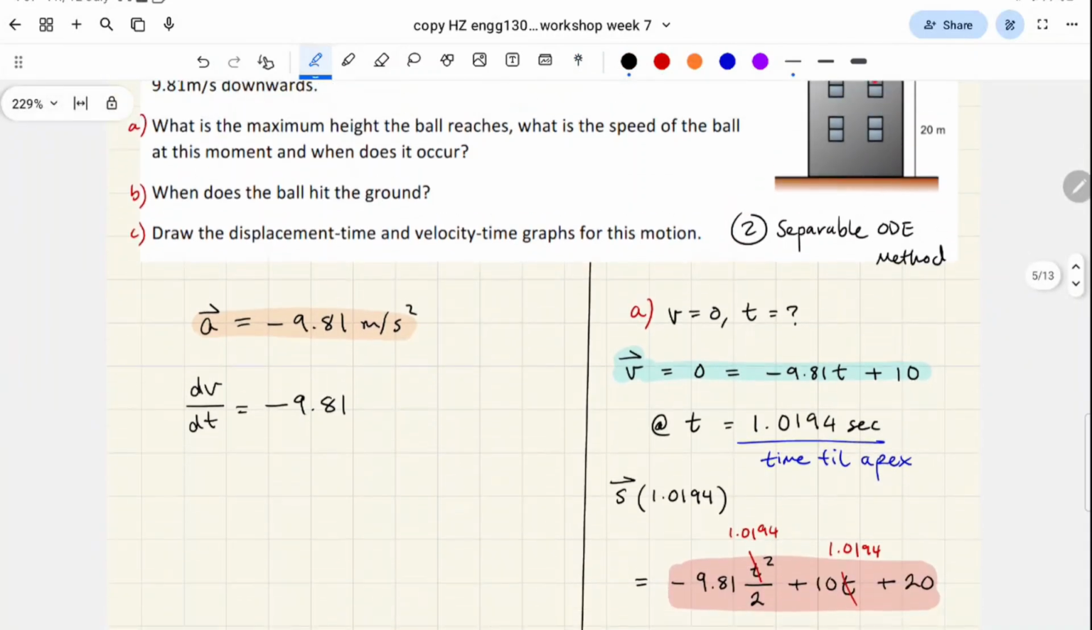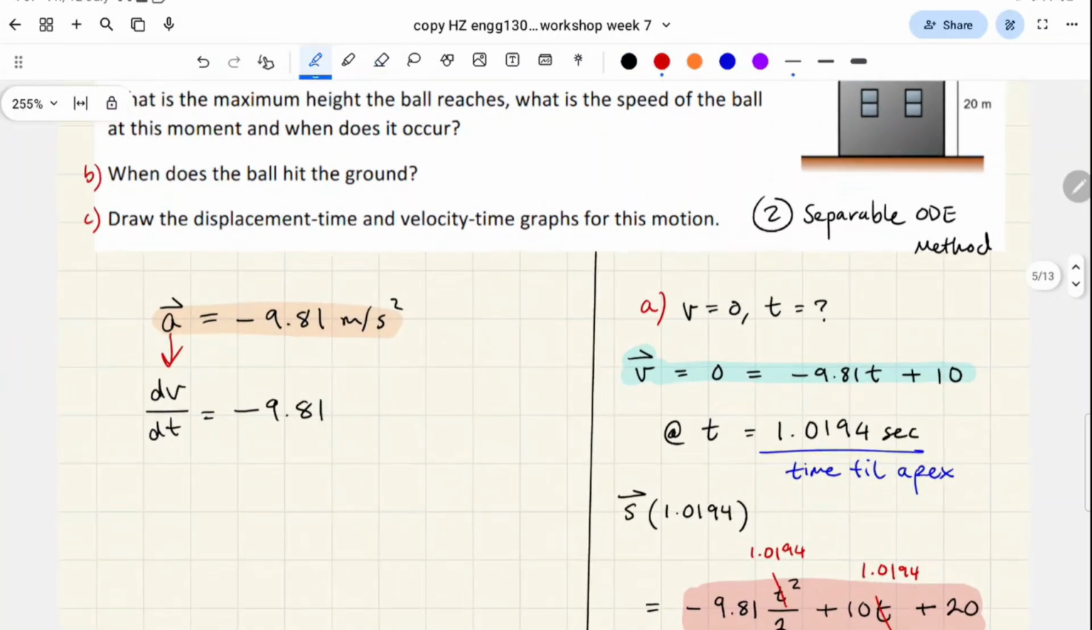So we can start from acceleration. We know that acceleration is also equal to dv over dt. And with the separable ODE method, we can almost consider this like a fraction, even though it's an expression of derivation, right? So what we're going to do is separate all the v terms onto one side, and then all the t terms onto the other side, right?